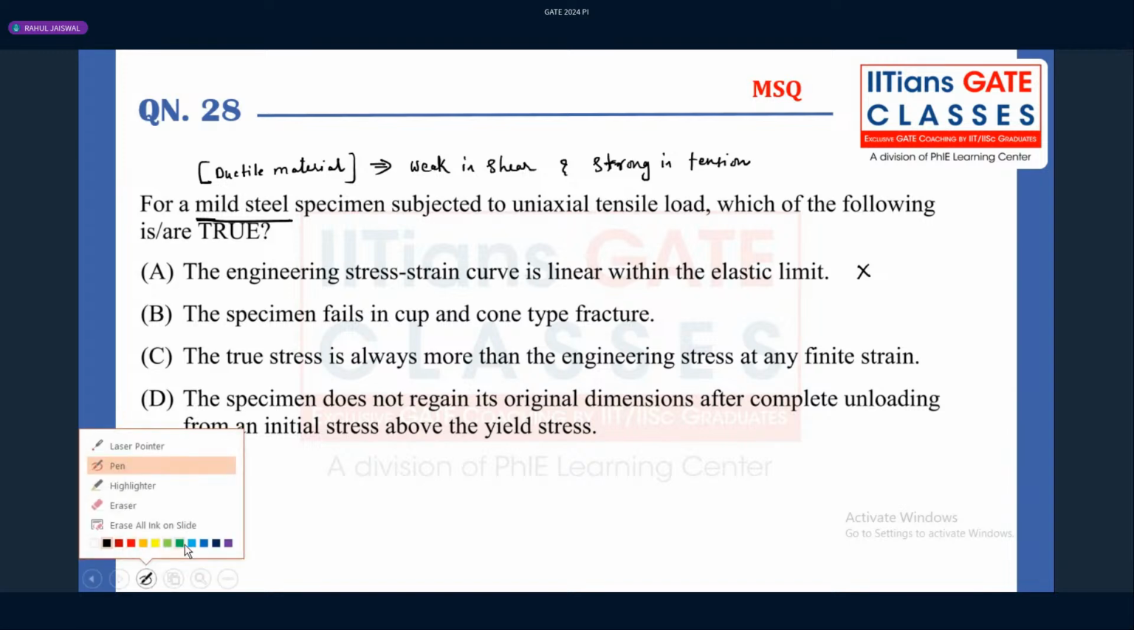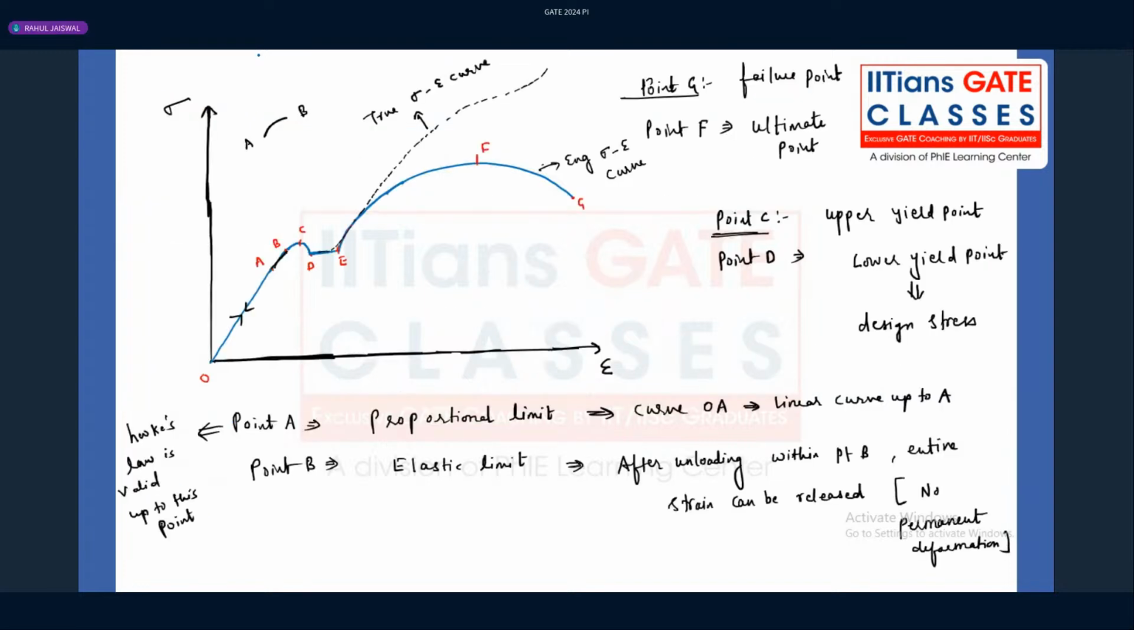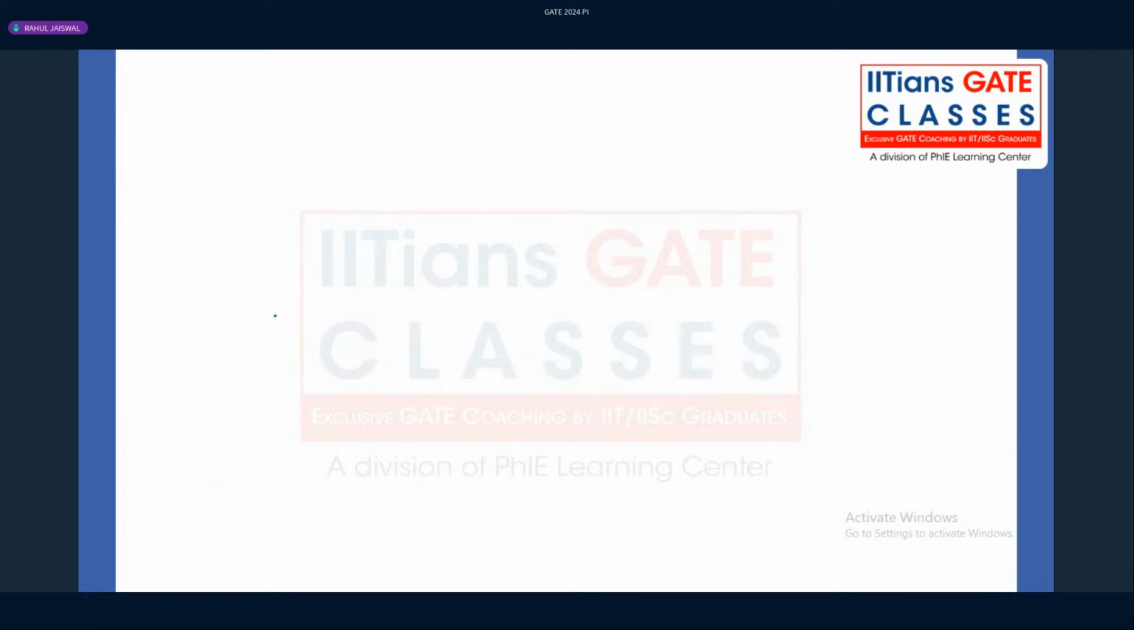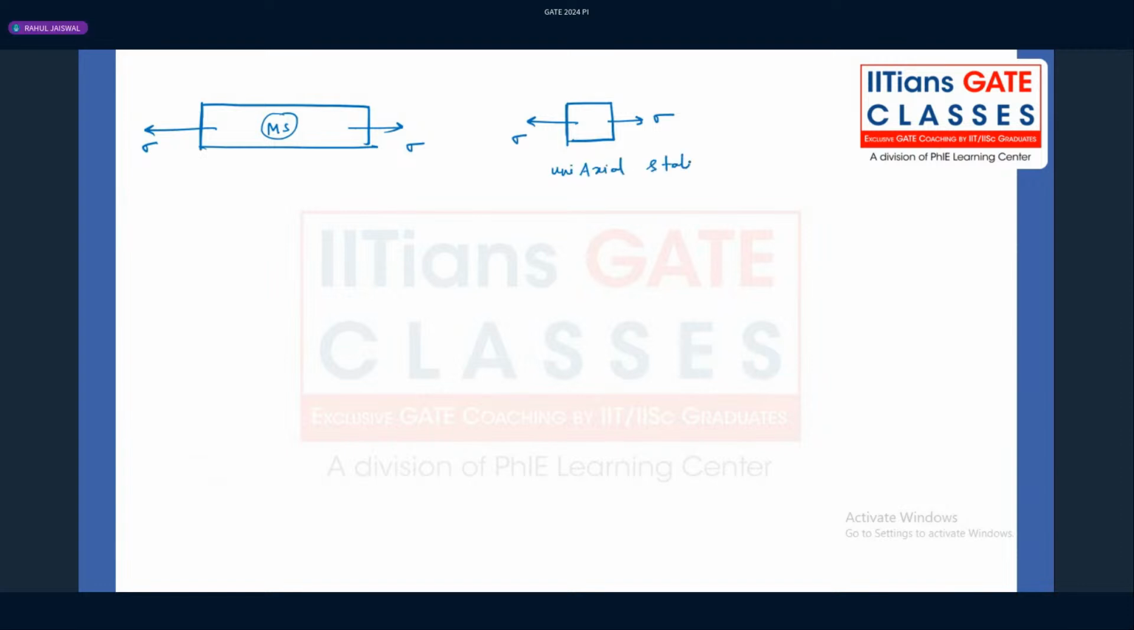What about the second statement, guys? The specimen fails in a cup and cone type fracture. So again, mild steel is subjected to tensile loading. If I apply the tensile loading, for example, like this, and if I draw the state of stress, it is a uniaxial tensile or uniaxial state of stress condition.